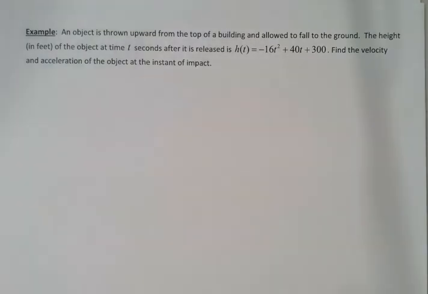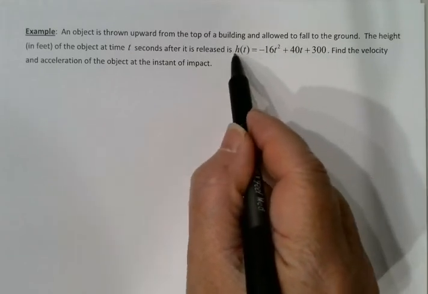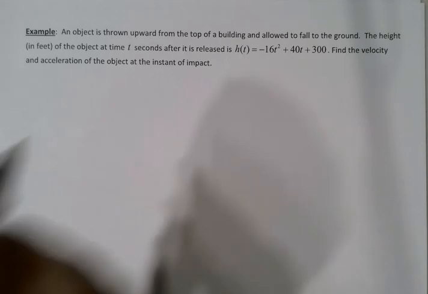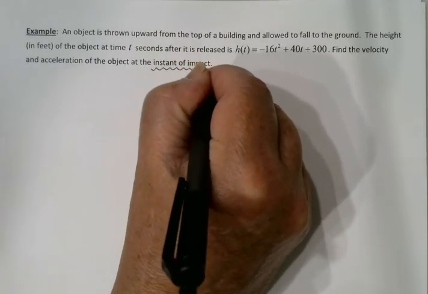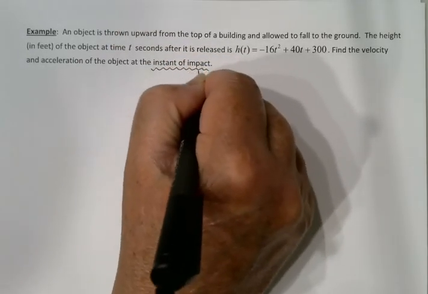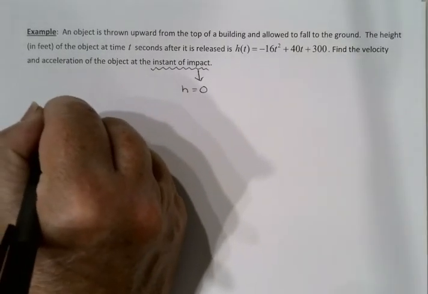If an object is thrown upward from the top of a building and allowed to fall to the ground, the height in feet, t seconds after the object is released, is given by this h of t function. So I used h instead of s, but same idea, right? Find the velocity and acceleration of the object at the instant of impact. Before I even start to worry about velocity and acceleration, let's concentrate on that instant of impact. At the instant of impact, the height will be 0. The object is hitting the ground, right?